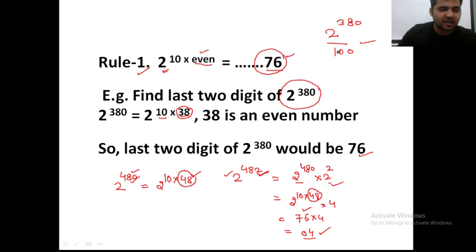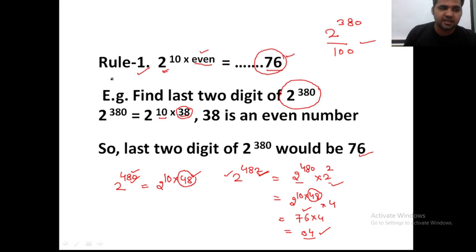There is also a concept where we can use the binomial theorem to find the last two digits. But this is the shortest possible method that you can learn for finding the last two digits. These are also derived from the binomial theorem. So you just have to keep these 4 rules in your mind and you will always get your answer. So I'm repeating rule number 1.